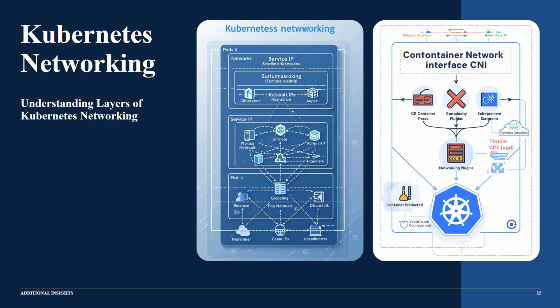And then Kubernetes networking, understanding layers of Kubernetes networking. The big picture: it covers understanding layers of Kubernetes networking, especially how data moves between pods, services, and the outside world. And the networking layers, left side: the diagram visualizes the hierarchy, showing how service IPs route traffic to individual pods and how different components within those pods interact.